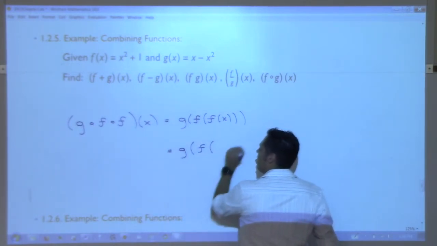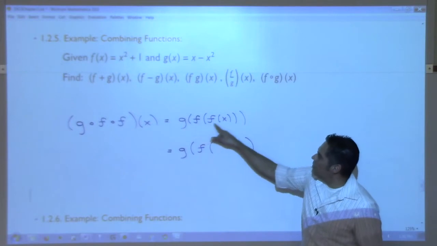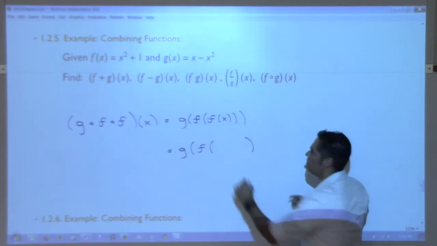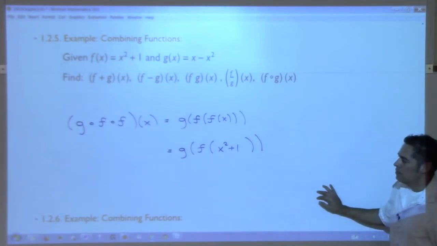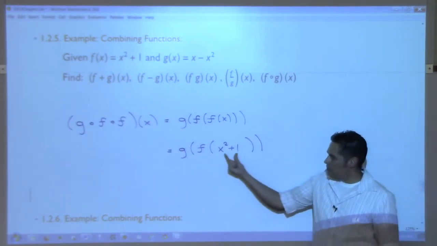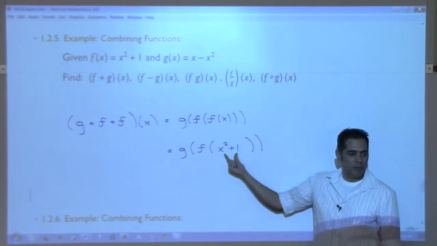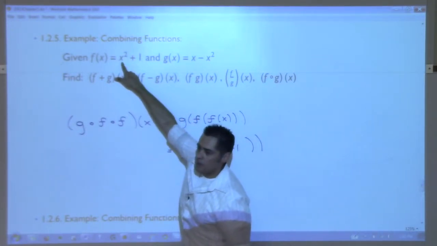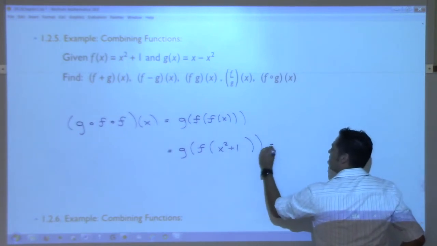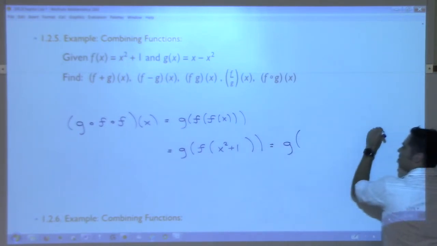So this would mean g, inside that is f, and then what's inside of this f right here? f of x, which is x squared plus 1, right? Then what? This goes into f, right? So it goes right there. So that becomes, we still have g out here waiting to take its turn.